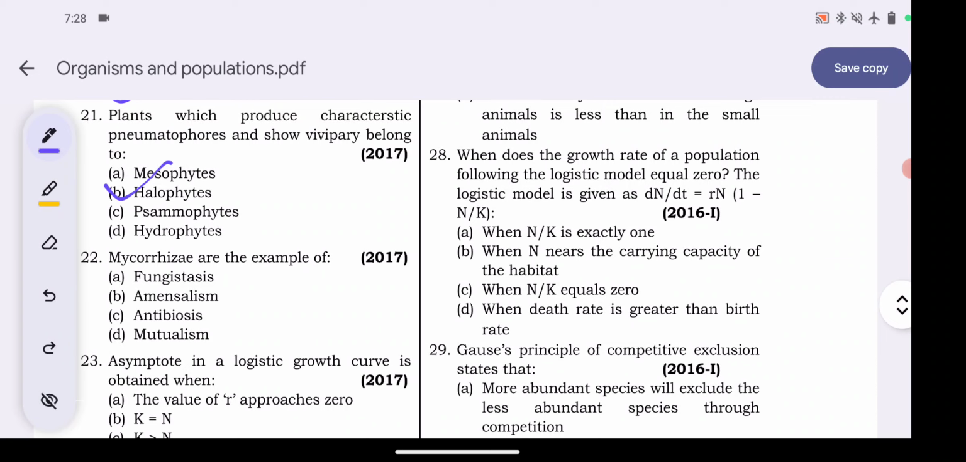Question number 22. Mycorrhiza are the examples of fungistasis, amensalism, antibiosis, mutualism. Simple. Mycorrhiza are the examples of mutualism because mycorrhiza is a symbiotic interaction of fungus with the root of higher plants. So mutualism is the answer.